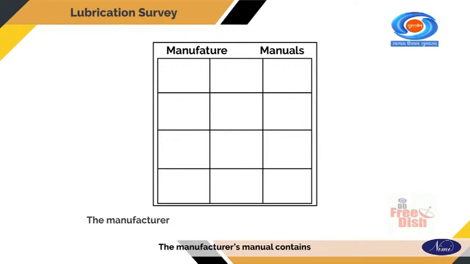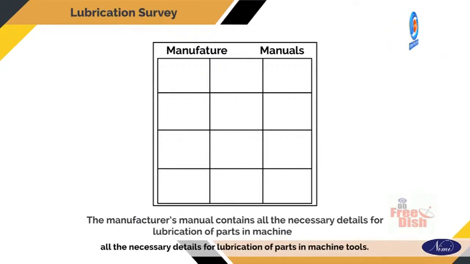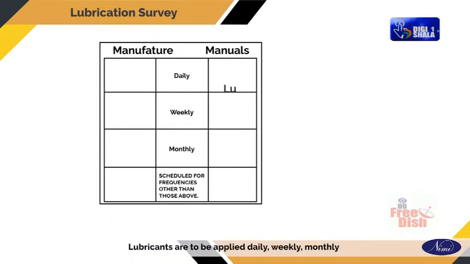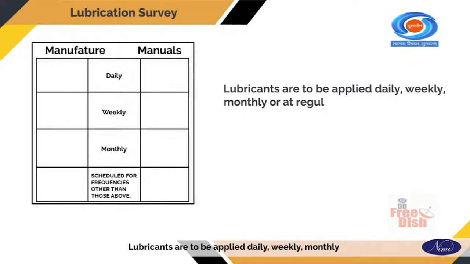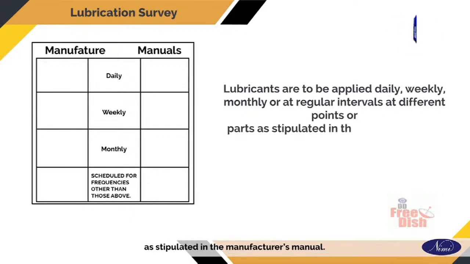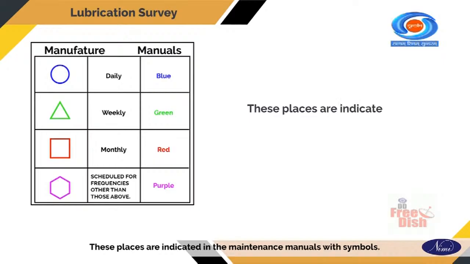The manufacturer's manual contains all the necessary details for lubrication of parts in machine tools. Lubricants are to be applied daily, weekly, monthly, or at regular intervals at different points or parts as stipulated in the manufacturer's manual. These places are indicated in the maintenance manuals with symbols.